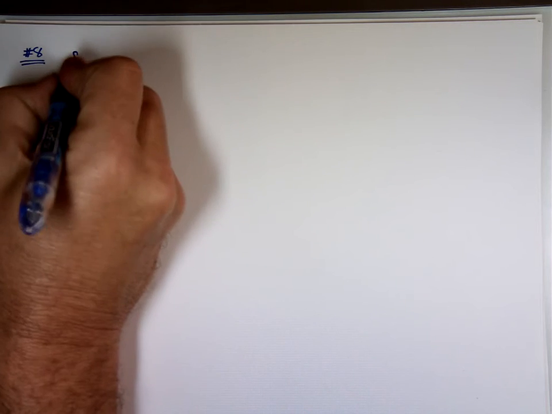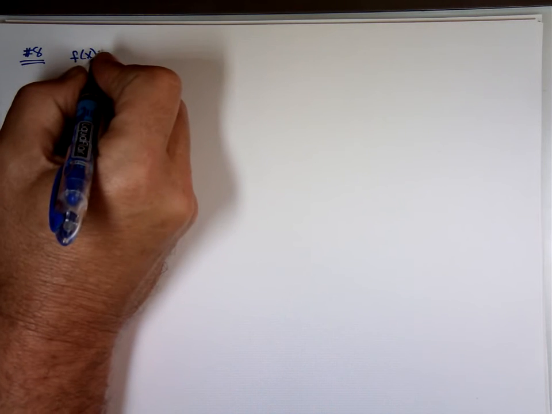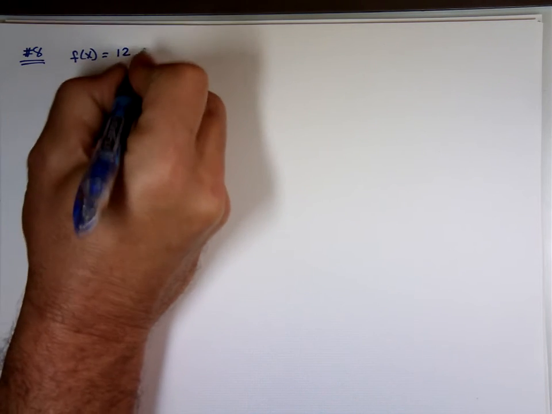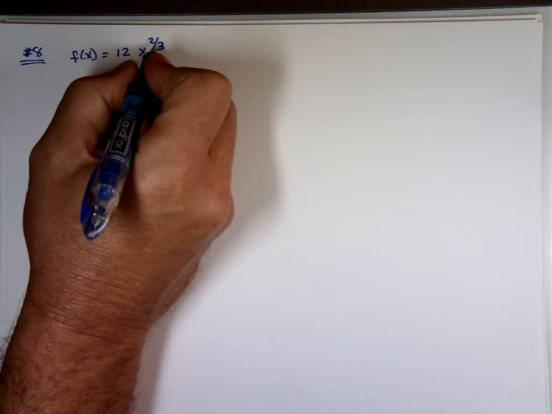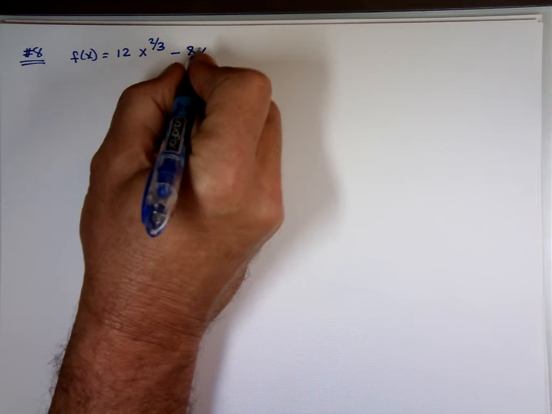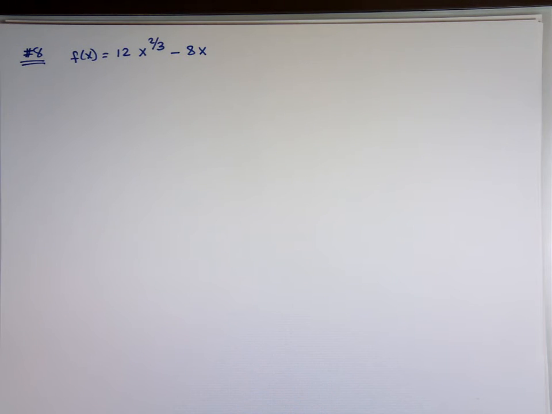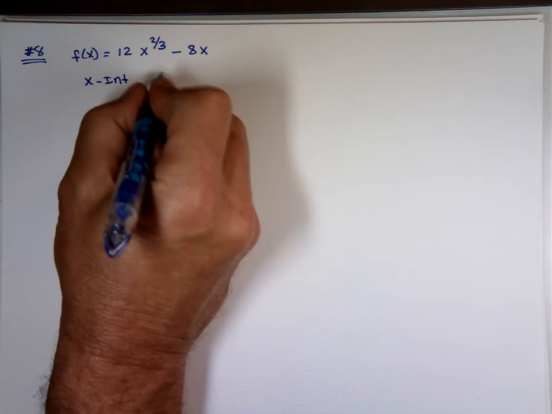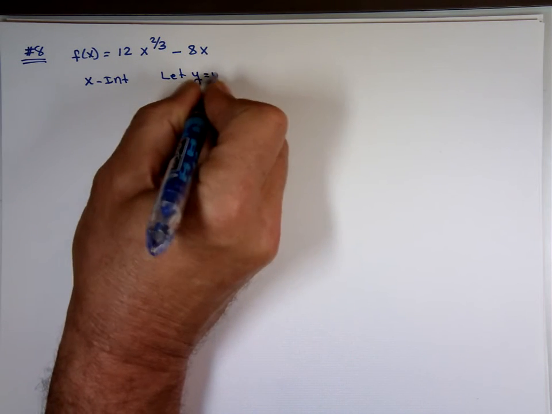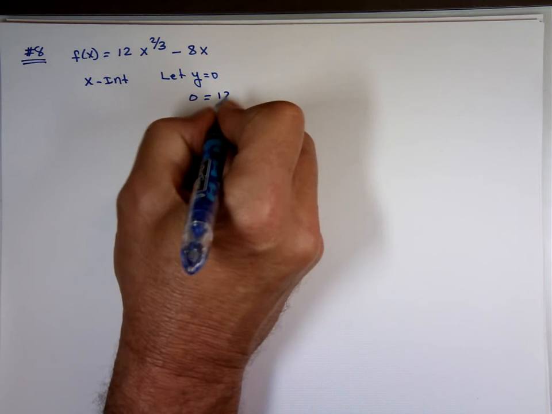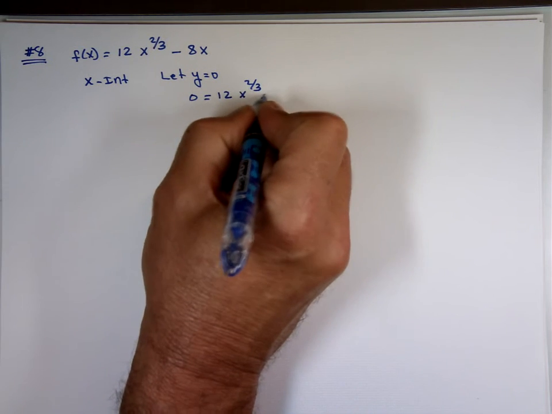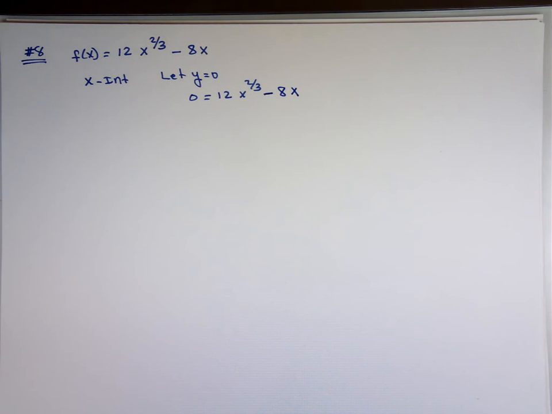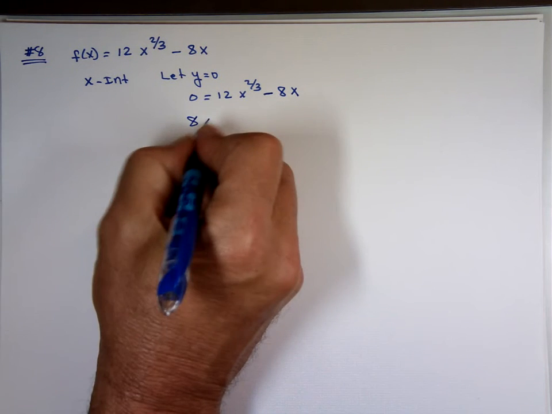f of x equals 12x to the 2/3 minus 8x. No vertical asymptotes here. Nothing. For the x-intercept, you let y be 0. So you have 0 equals 12x to the 2/3 minus 8x. Or you can say 8x, if you rewrite it, equals what? 12x to the 2/3.